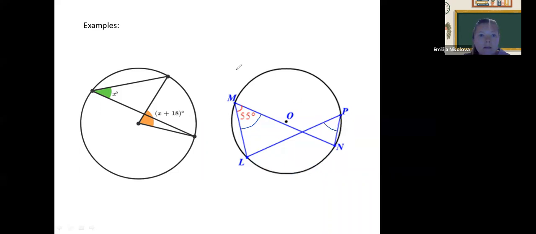So we have that the angle LMN is the same as the angle LPN. Why? Because they're on the same arc here. They have the same arc, so every angle that is on the same arc is the same. So we will find out that the angle LPN equals 55 degrees, because it's the same as the previous one.